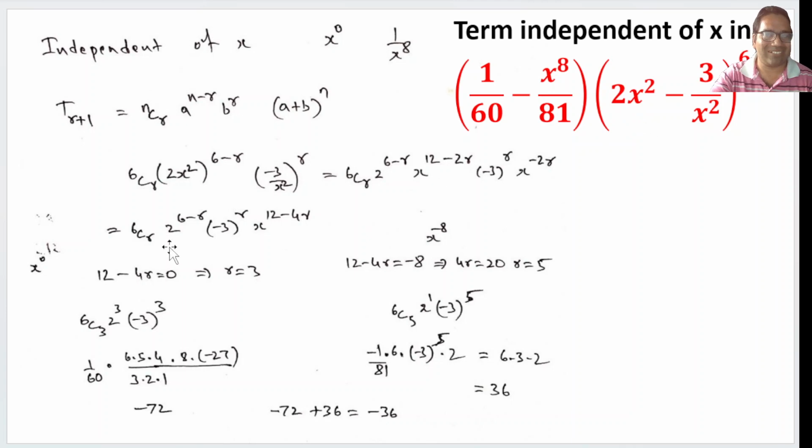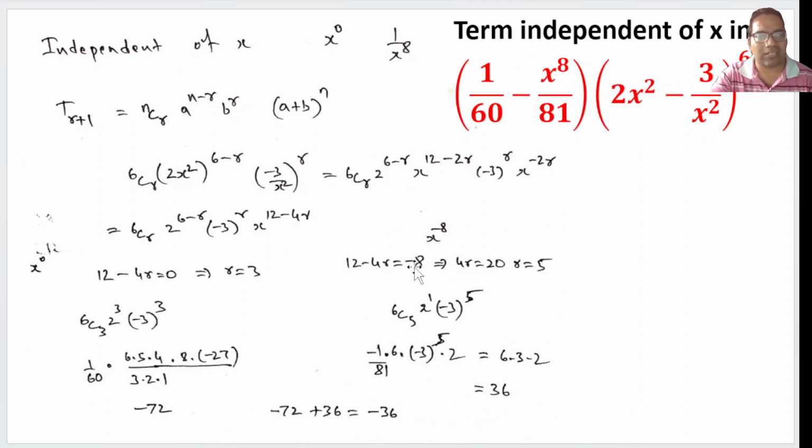Right? We have two terms. From the first one, 12 minus 4r equals 0. That means r equals 3. Very simple. Very straightforward also, right? R is 3. Then x square whole power 3 becomes x power 6, and this becomes x power minus 6. So both will cancel. That is one way.